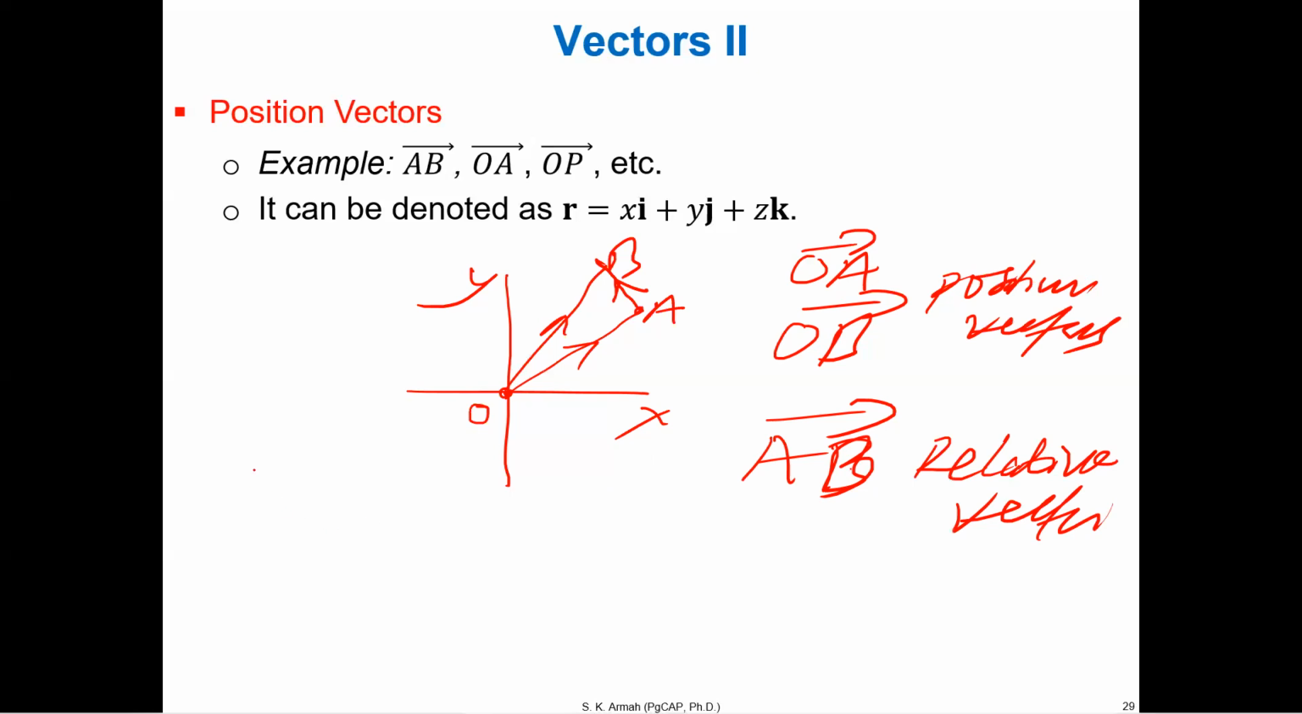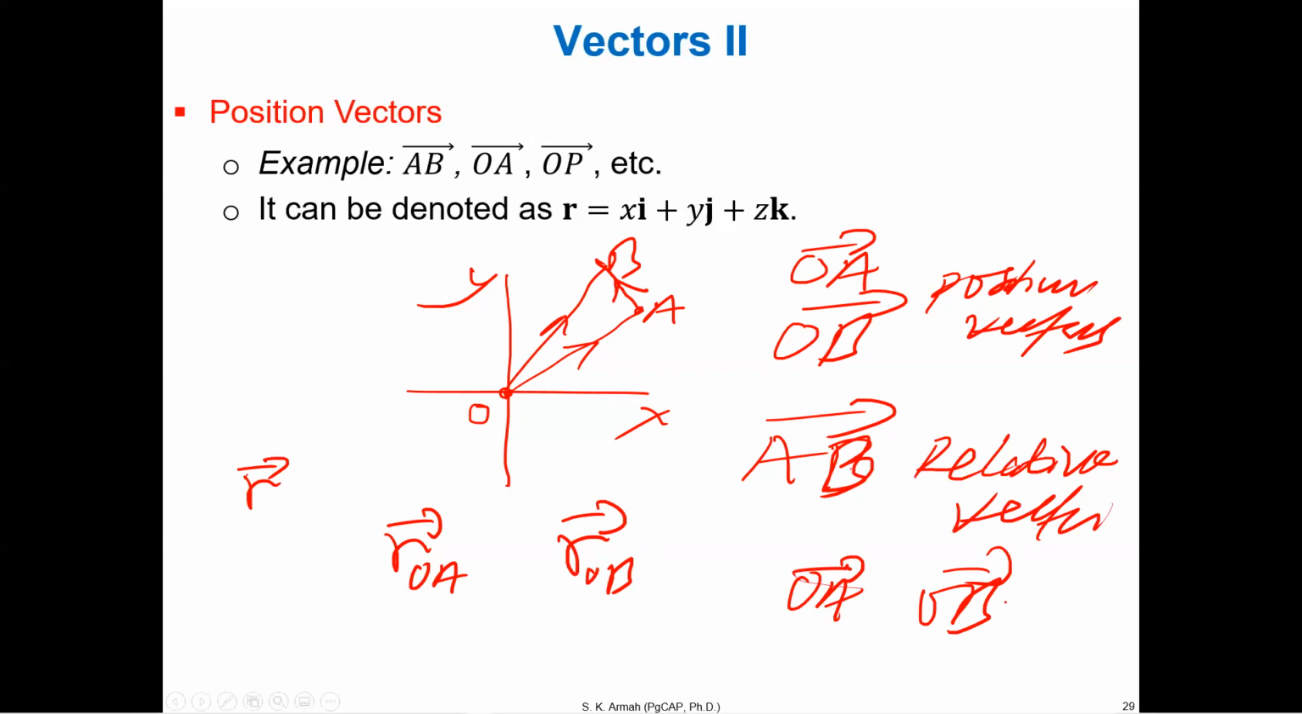Now, some people like to use the symbol R like this to represent position vector. So the textbook uses that. So position vector OA, position vector OB, things like that. But you can still stick to what you used to know. Just write OA, OB, and so on. I mean, it's fine. Okay, of course, if you're in 2D, then it's just xi, yj. If you're in 3D, xi, yj, and then zk.